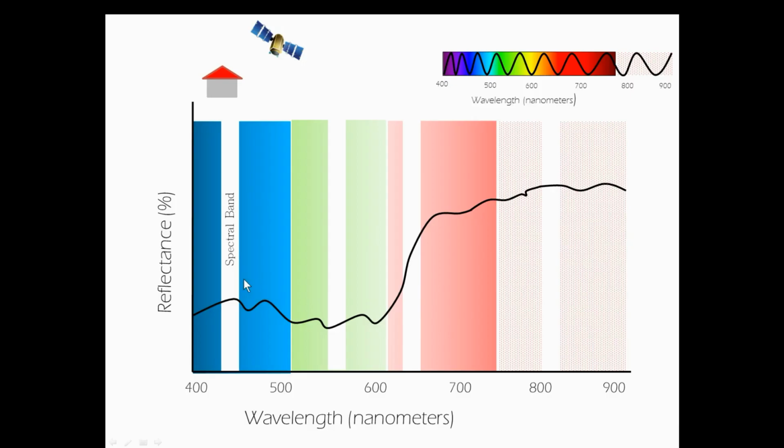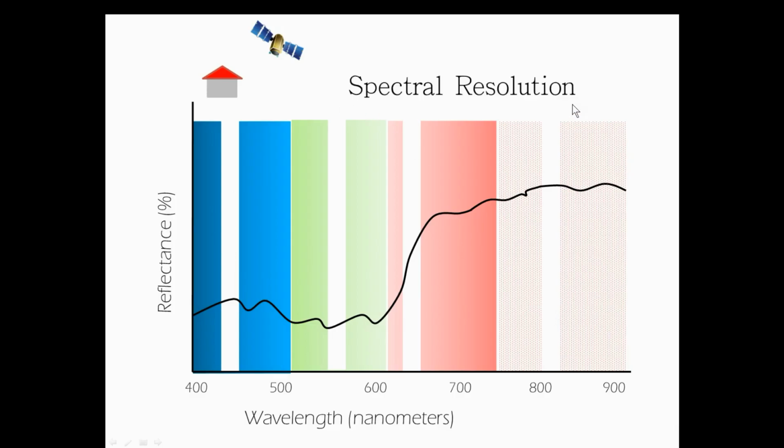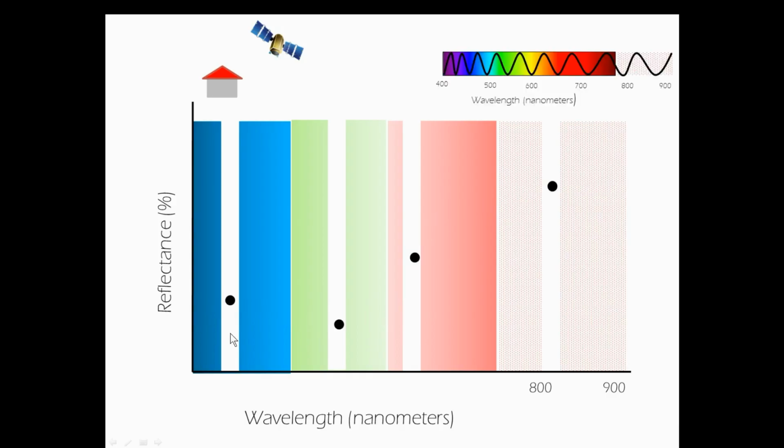And the number of bands and the width of these different bands is known as the satellite's spectral resolution. For each band, the sensor will take an average reflectance value for the wavelengths measured in that particular band. So instead of a line, the result from a sensor for the spectral signature of the red roof might look like this. So now instead of a squiggly line, we have 4 dots representing the average reflectance values of the red roof for different bands.